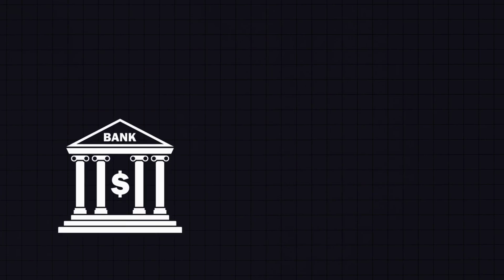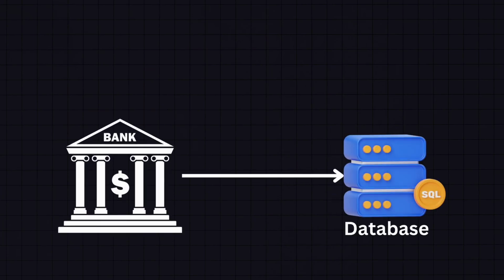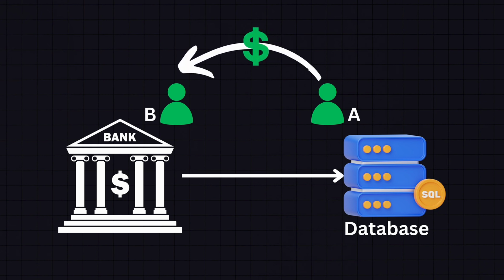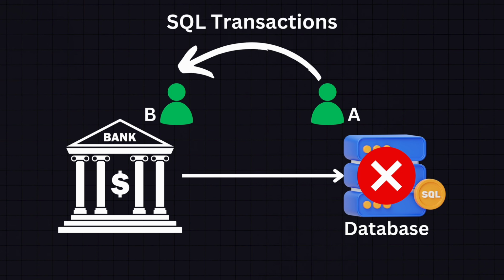Imagine a banking system that uses SQL as a database, and user A wants to deposit some money into user B's account. What happens if they send the money, we take this money out of their account balance, and then suddenly our database crashes? Does this mean that the money that we took out of user A's balance disappeared? Well, not with SQL databases, because they use SQL transactions for these kinds of scenarios.